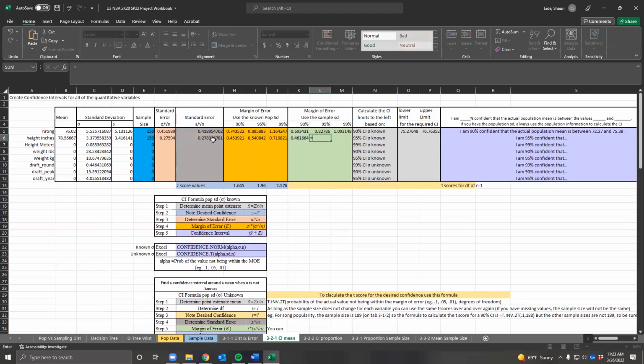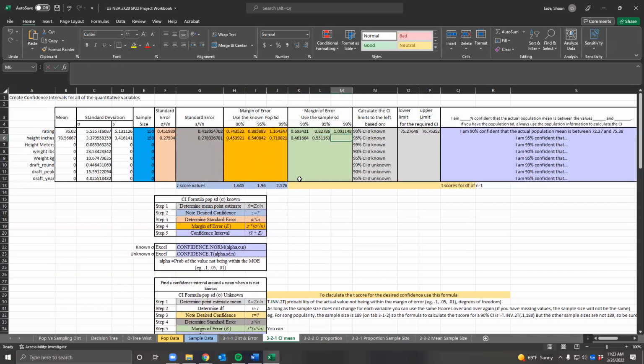So you do the same thing, equals T.INV.2T, and we're going to put the probability. Now there's a 5% chance that the actual population mean is not going to be within that. So we're going to put 0.05, and then degrees of freedom, which is 150 minus 1. Then we multiply that by the standard error using the sample standard deviation. And you notice as your confidence level goes up, your margin of error increases.